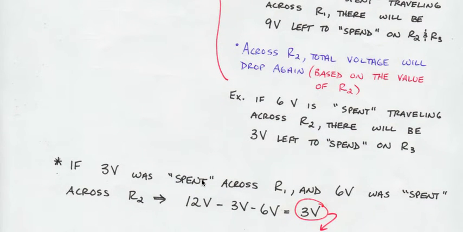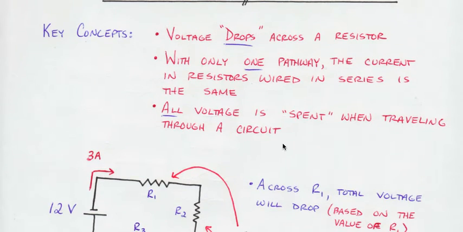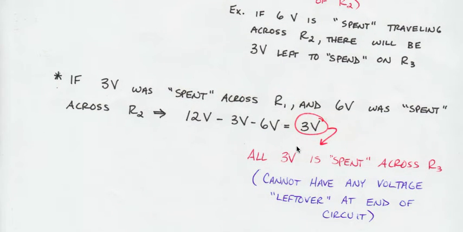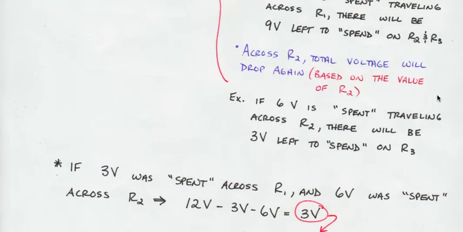All right, so if 3 volts was spent across R1 and 6 volts was spent across R2, well, that means I have 3 volts left to spend on resistor 3. And don't forget, I must spend all the voltage, or the voltage must drop to 0 by the end of the circuit. So that would suggest that that remaining 3 volts is what must be spent across resistor 3, because you can't have leftover voltage, so to say.